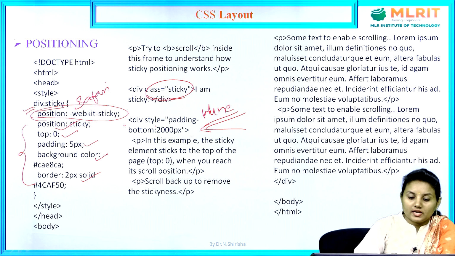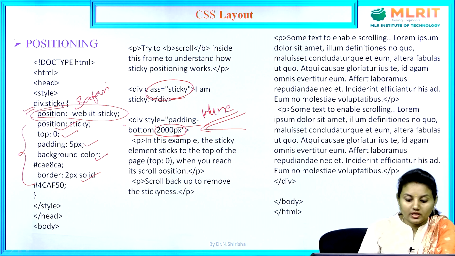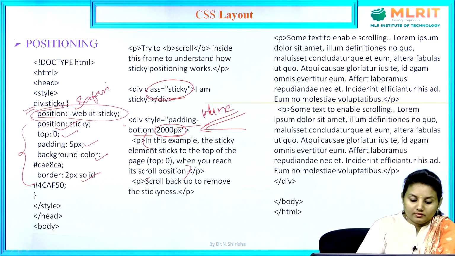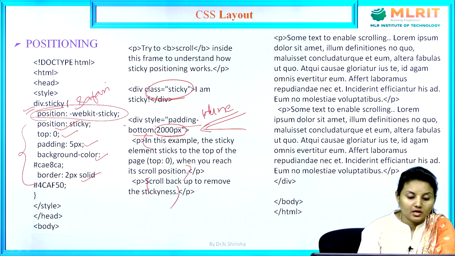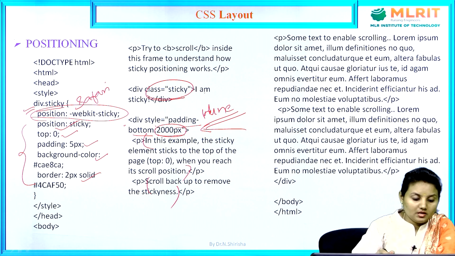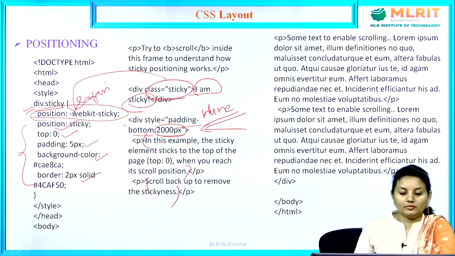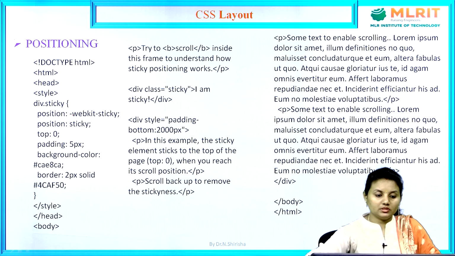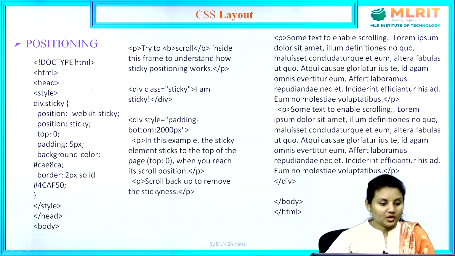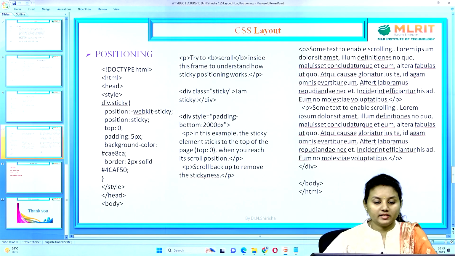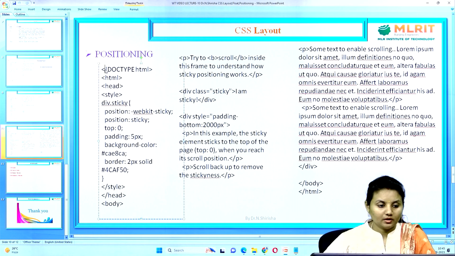So, what is the styling? Padding bottom 2000 pixels, and some paragraphs you have given, 2 paragraphs. And for this div sticky, the text "I am sticky" is the text which will be affected by this. Let me show you this example also. As you want scrolling, I have taken some text here because you have to give a larger text to get a scrolling.